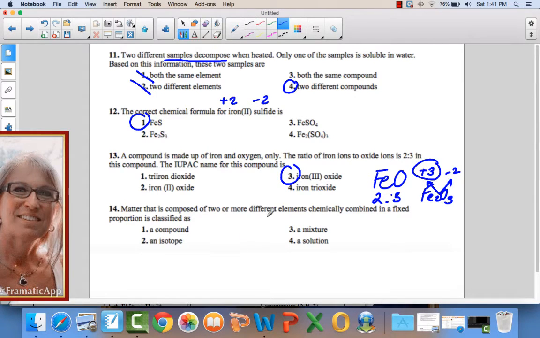So we were talking about iron Roman numeral 3 oxide. Matter that is composed of 2 or more different elements chemically combined in a fixed proportion. This is the definition of a compound.